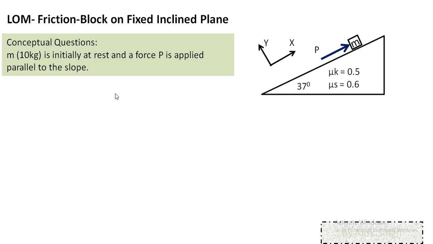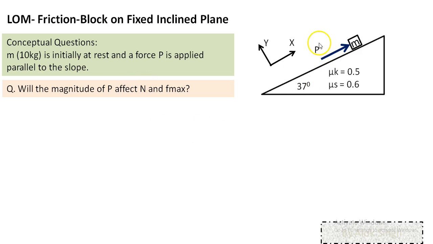So again, first we'll take some simple, more conceptual questions based on this. First one: will the magnitude of P affect the normal reaction and maximum frictional force? So if we change the magnitude of this force here, will it change the normal reaction between the block and the surface? And will it change the maximum possible frictional resistance? Think and answer. Hint: will P have any component in the y direction? P is along the x direction. Will it have any y component?